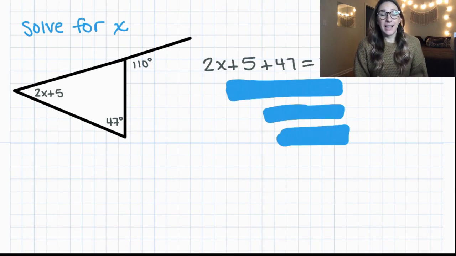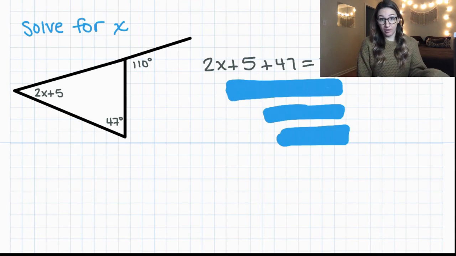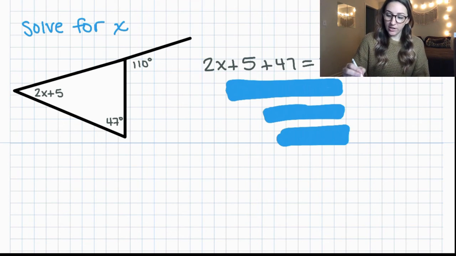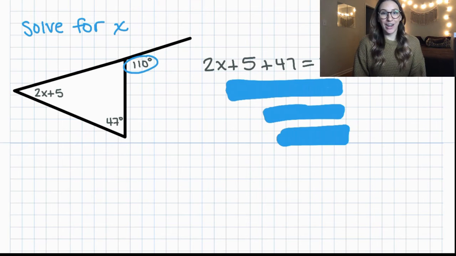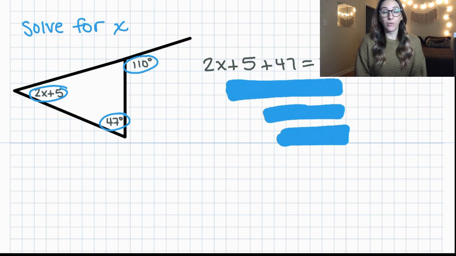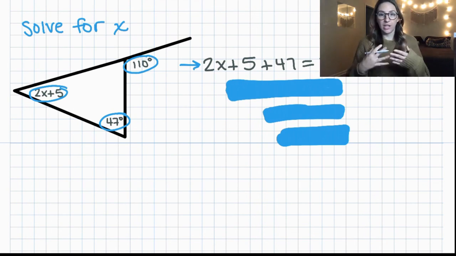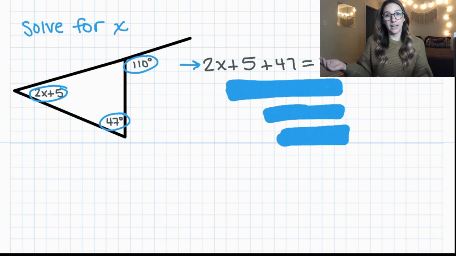Now we can also apply the exterior angle theorem to an algebraic situation where we're solving for a missing variable. So in this situation, 110 is our exterior angle, and then 2x plus 5 and 47 are our remote interior angles. So our equation should make those equal to each other. 2x plus 5 plus 47 has to equal 110.